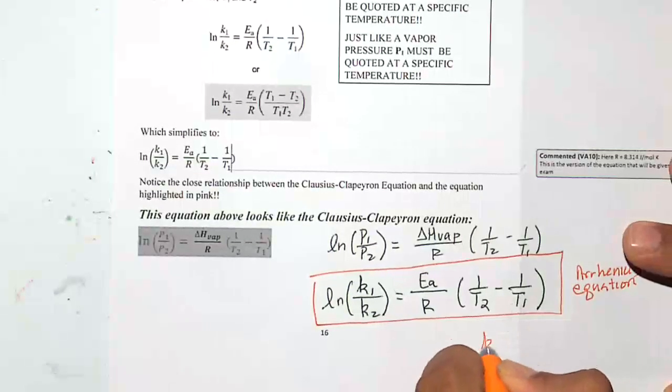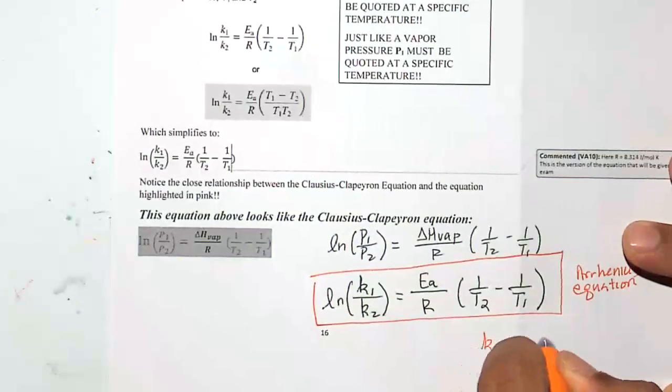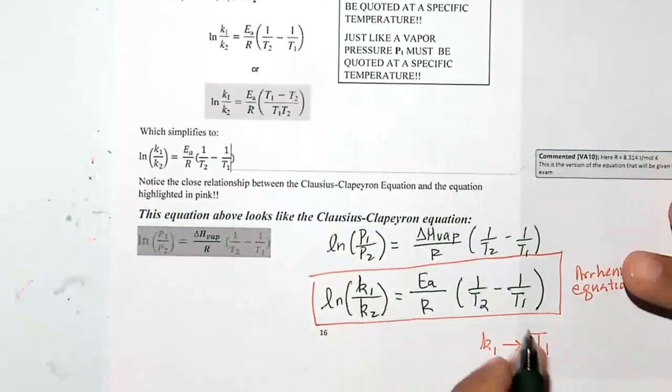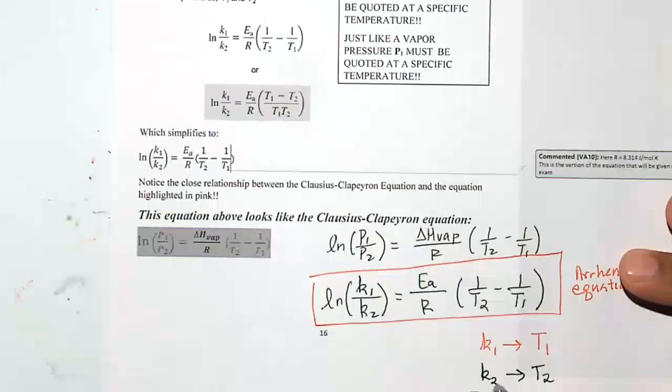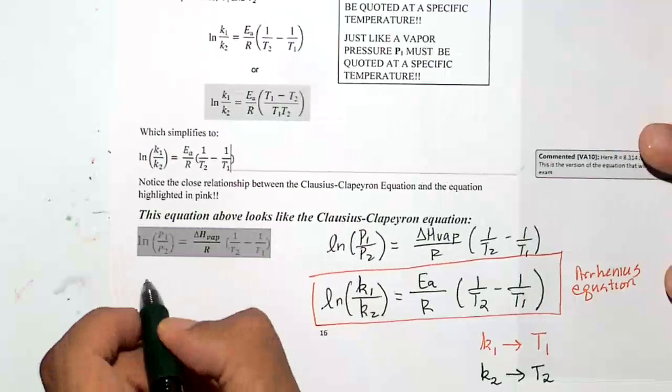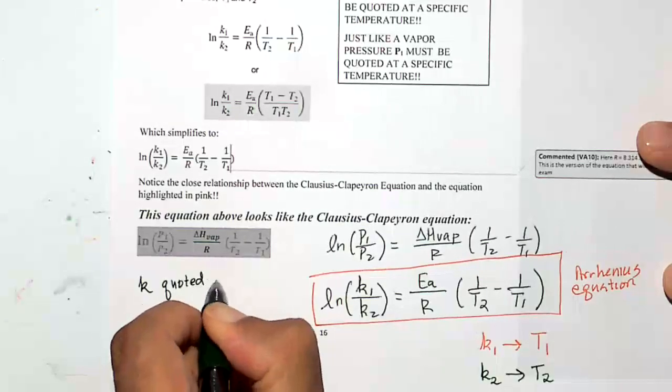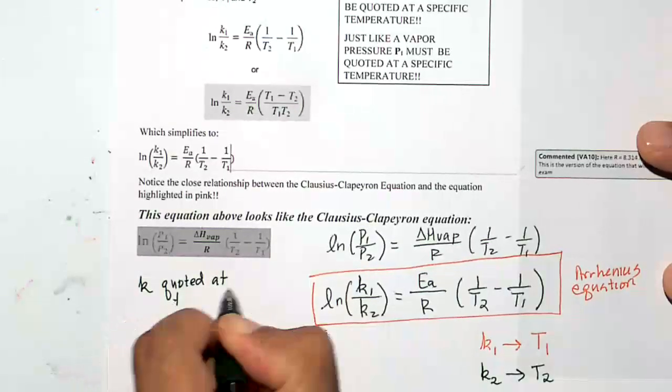Right, the idea is this. You have a rate constant K1 at some temperature T1. If you raise the temperature or lower the temperature to, say, T2, what happens to your rate constant? It will change, because this is quoted at a specific temperature. So you change the temperature, you change the rate constant.